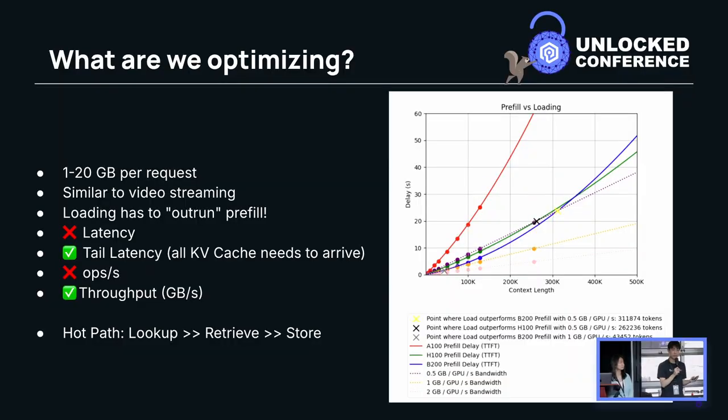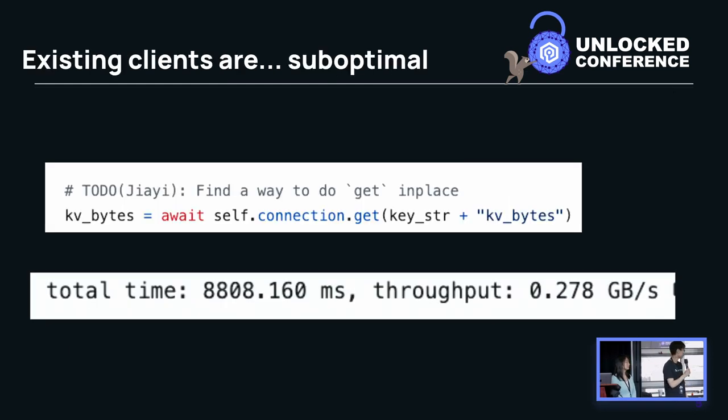And today we're going to be looking at a journey of improving the throughput of the Valkey client and server. And lastly, the 3 operations that we really are only going to look at are lookup, retrieve, and store. So really get, set, and exist in the REST protocol. And the retrieve is the most important because that's on the hot path of the LM inference, but the store is less important because it can be done asynchronously.